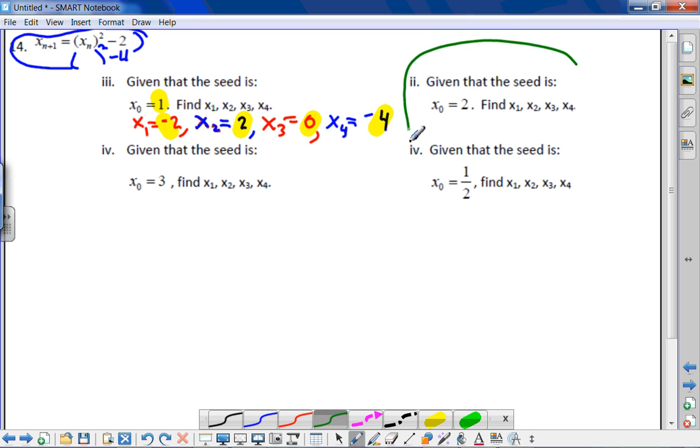All right, let's look over at this one now. New seed. Seed is 2. So to find x1, we'll use the previous term, which is 2. We'll square it. 2 squared is 4. 4 minus 4 is 0.